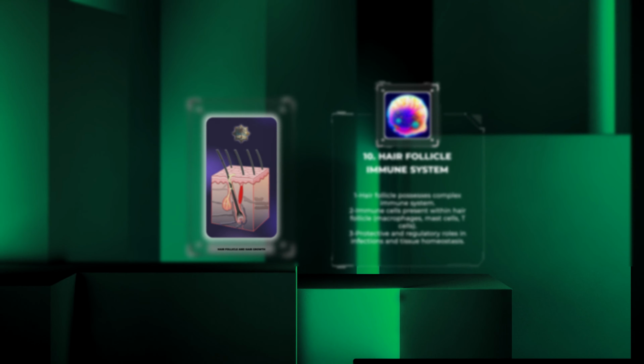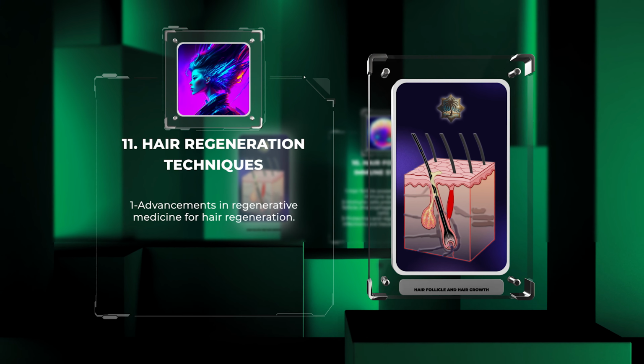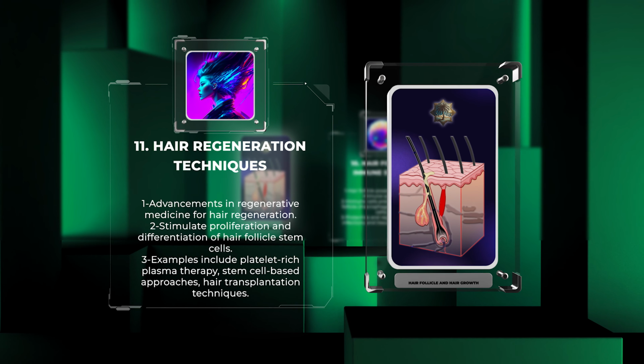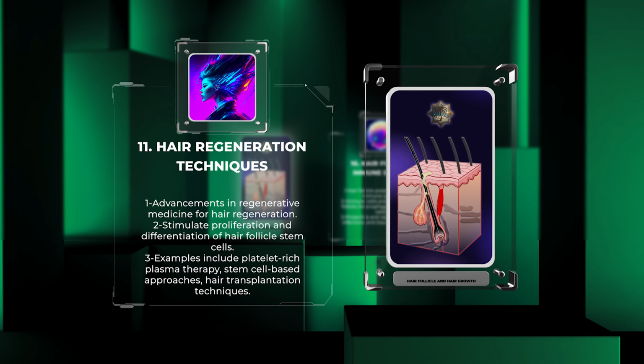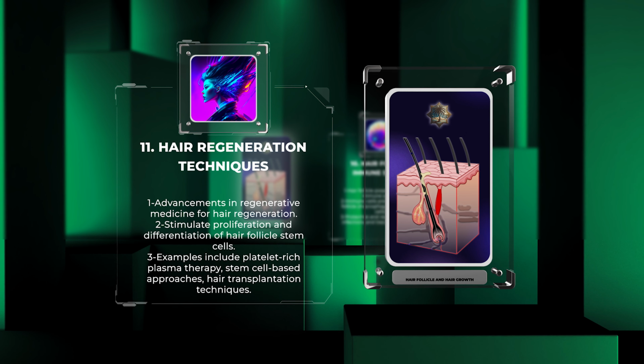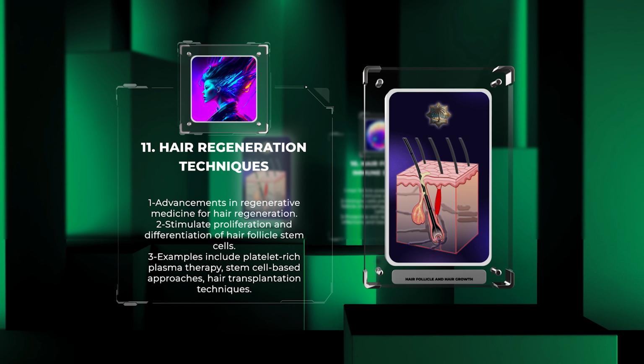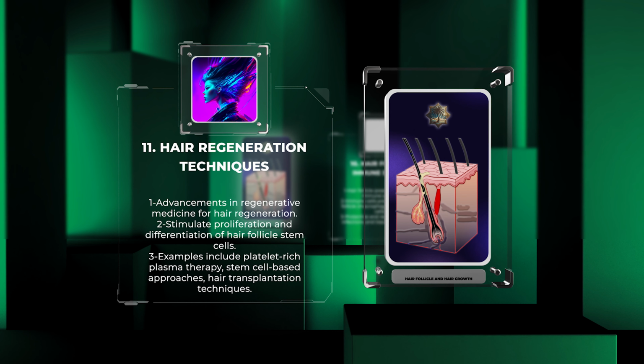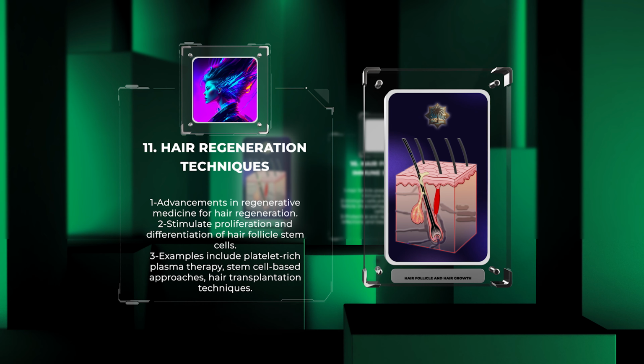and regulatory roles. Advancements in regenerative medicine have led to the development of various hair regeneration techniques. These techniques aim to stimulate the proliferation and differentiation of hair follicle stem cells or deliver exogenous cells to promote hair growth. Examples include platelet-rich plasma therapy, stem cell-based approaches, and hair transplantation techniques.